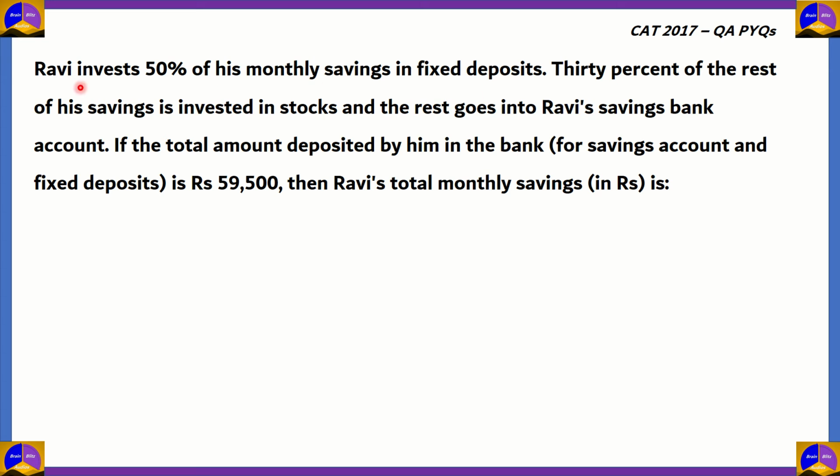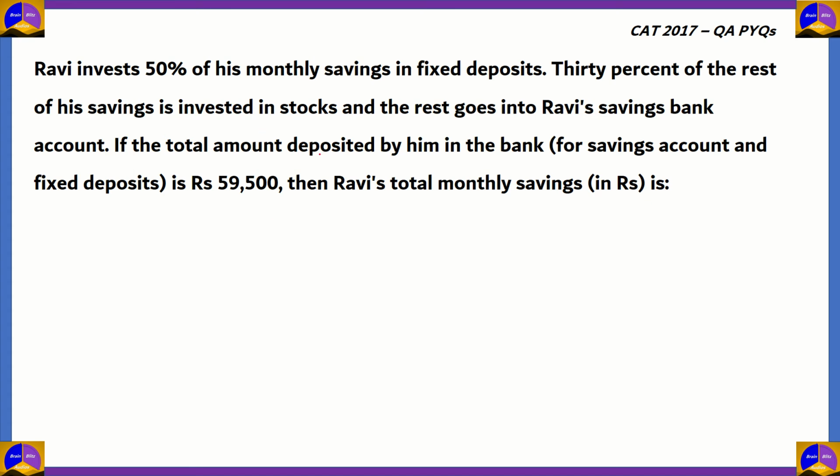Ravi invests 50% of his monthly savings in fixed deposits. 30% of the rest of his savings is invested in stocks, and the rest goes into Ravi's savings bank account. If the total amount deposited by him in the bank for savings account and fixed deposits is 59,500, then Ravi's total monthly savings in rupees is. So how do we solve this question?